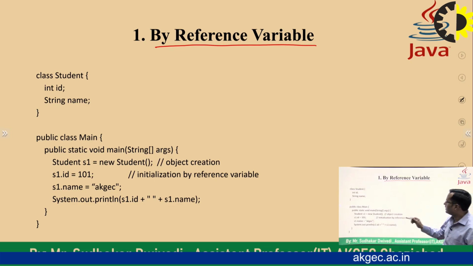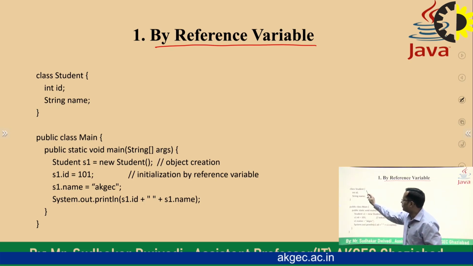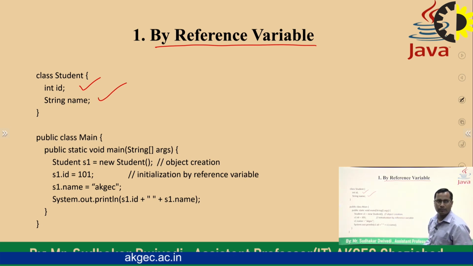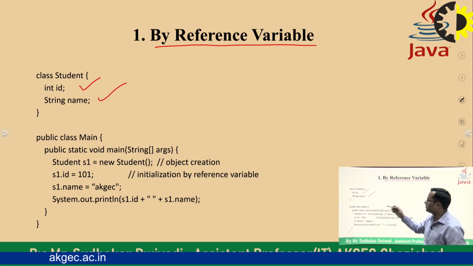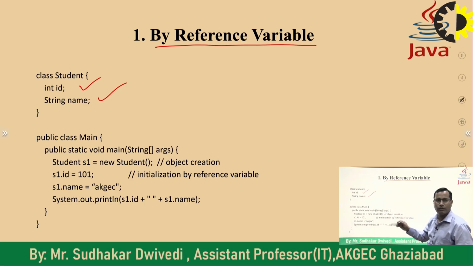First, how we can initialize the object by using the reference variable. As we can see here, this is the class Student. It has two variables only, ID and name. When we create an object of this type, it will create these two variables, and we need to initialize them. Here in the main class, which has the main method, we have created an object of this Student class.